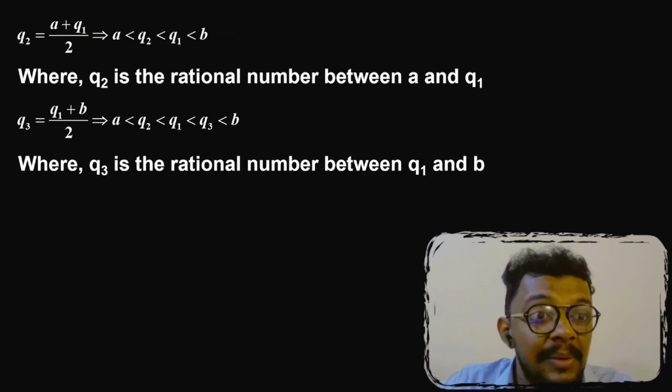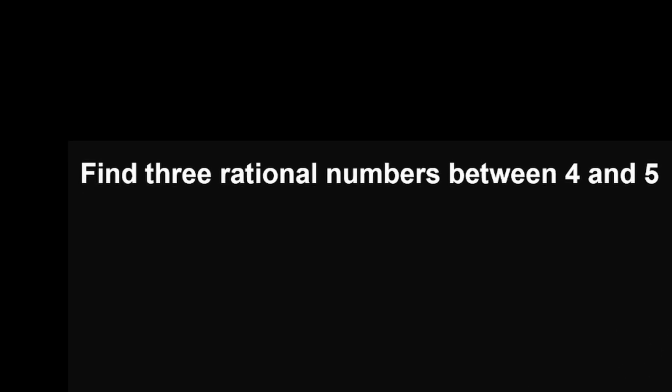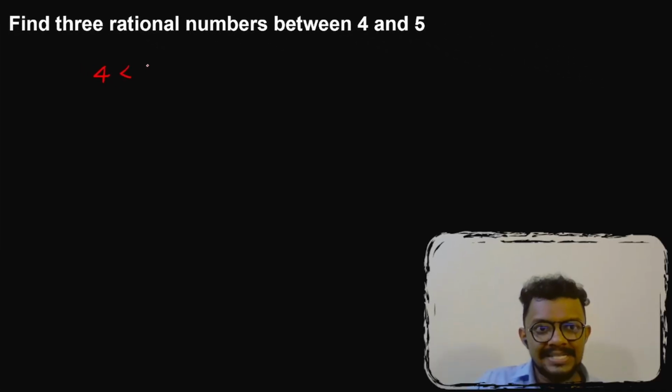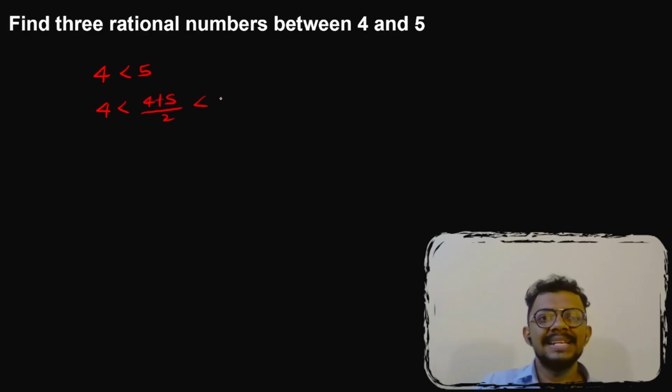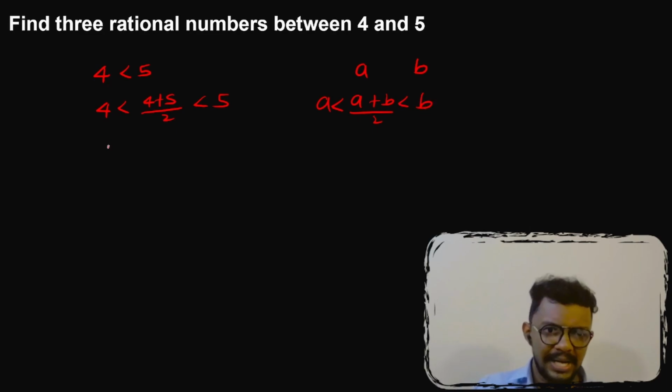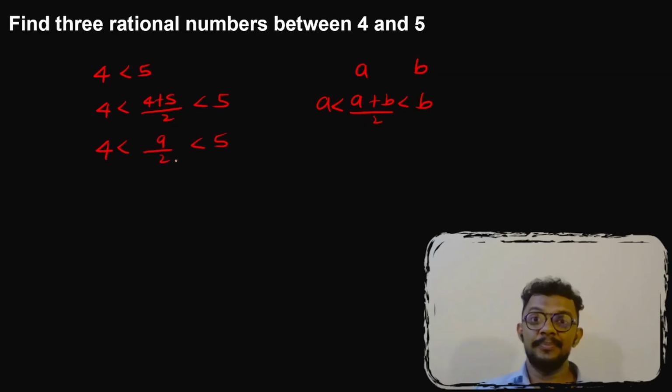Maybe we need an example. Find three rational numbers between 4 and 5. I know 4 is less than 5. According to our rule, if I have two rational numbers A and B, then A plus B by 2 will be between A and B. So 4 is less than 4 plus 5 by 2, which is 9 by 2, which is less than 5. I found one new rational number between 4 and 5.